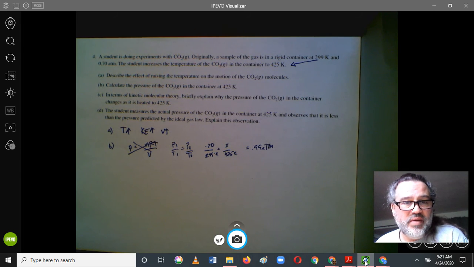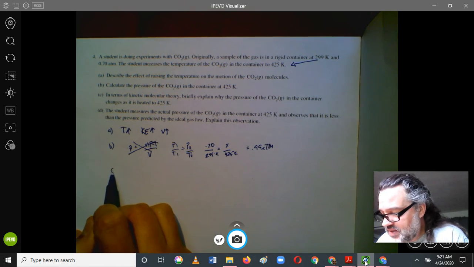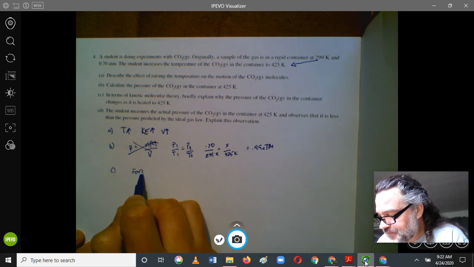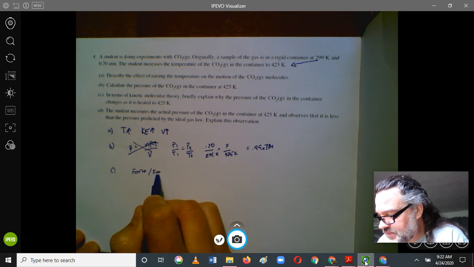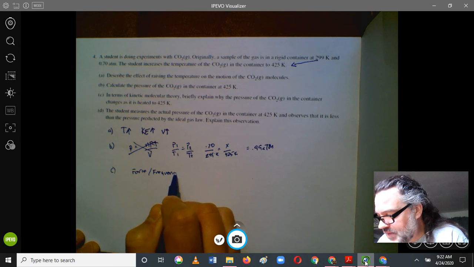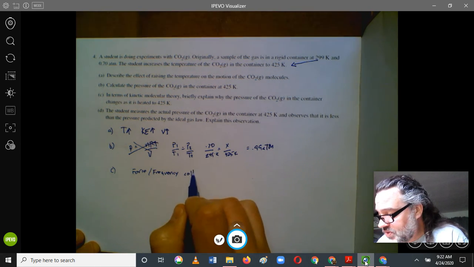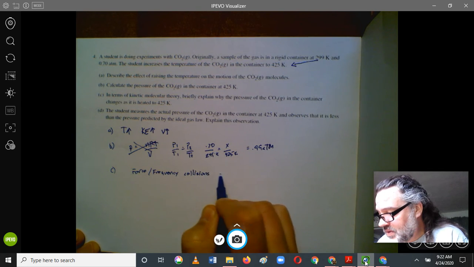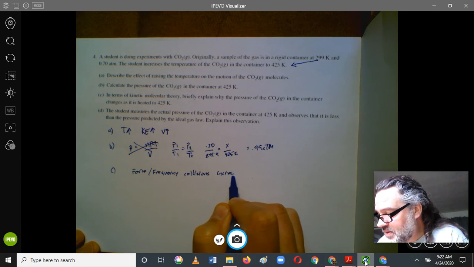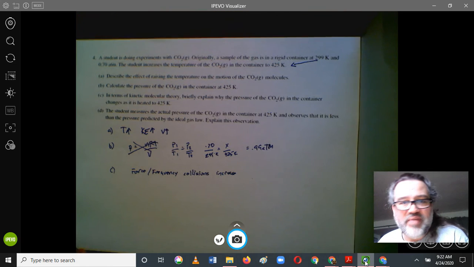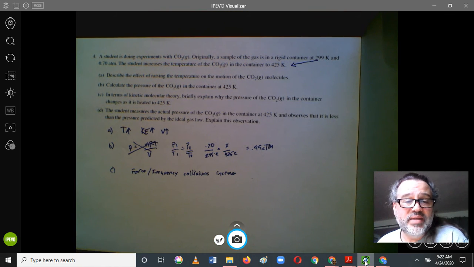Why is it, in terms of kinetic molecular theory, that the pressure of the CO2 in the container changes? Well, that's simply because the force and frequency, and you could probably say either one, of the collisions increase. As temperature goes up, obviously the particles move with more velocity, and so they'll hit the walls of the container with more force, and they'll do it more frequently.